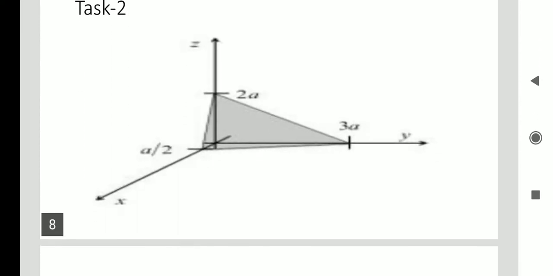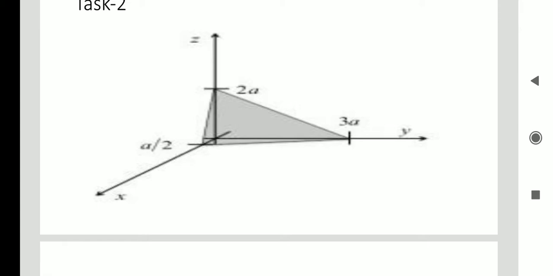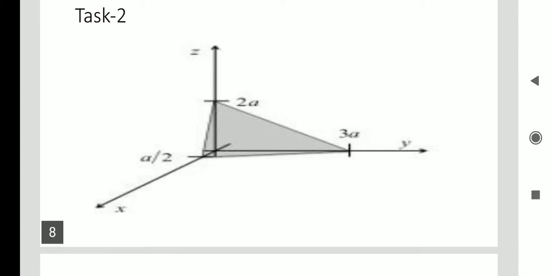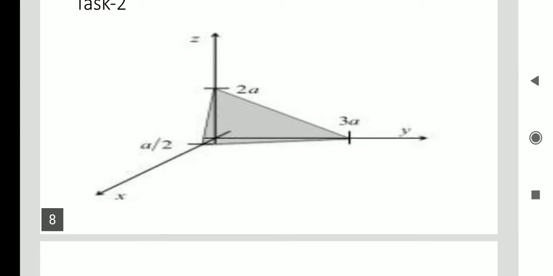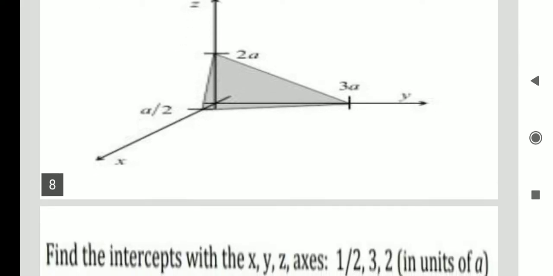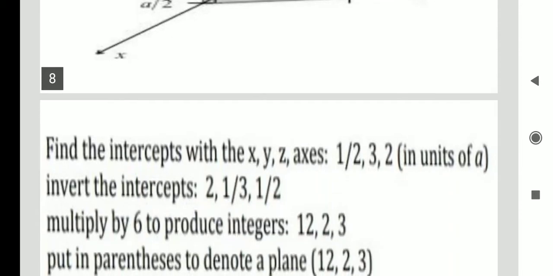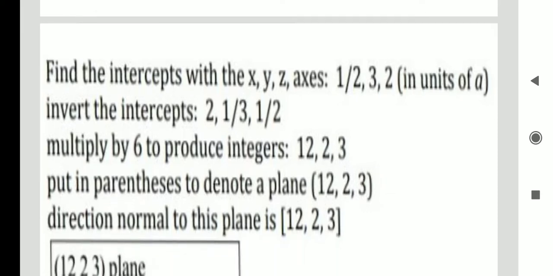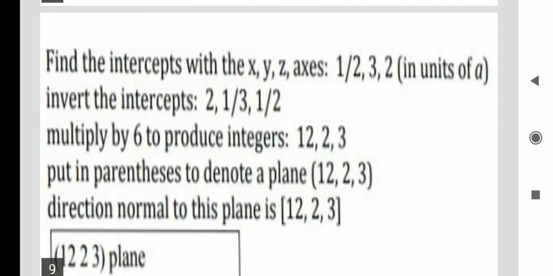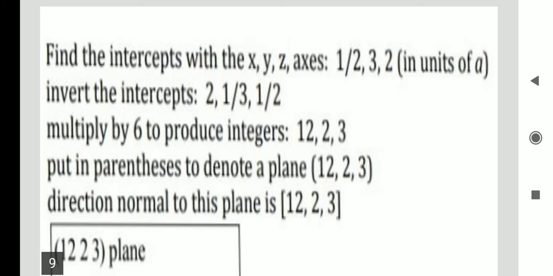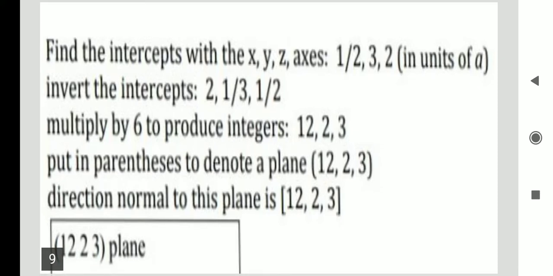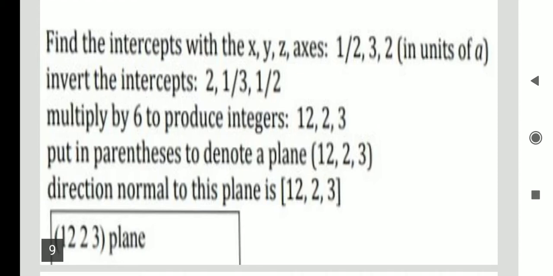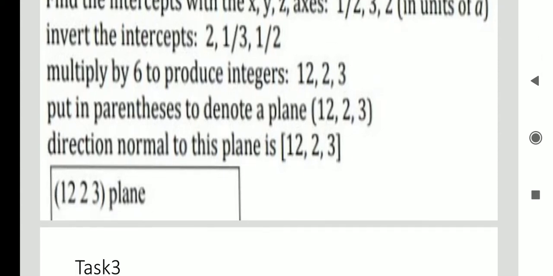We have another task. On the x-axis, the intercept is 1 by 2. On the y-axis, it is 3. On the z-axis, it is 2. So 1 by 2, 3, 2 are the intercepts on x, y, z. We change into reciprocal form, then clear fractions. So that is 2, 1 by 3, 1 by 2. Then with LCM 6, that is 12, 2, 3. So 12 2 3 are the Miller indices.